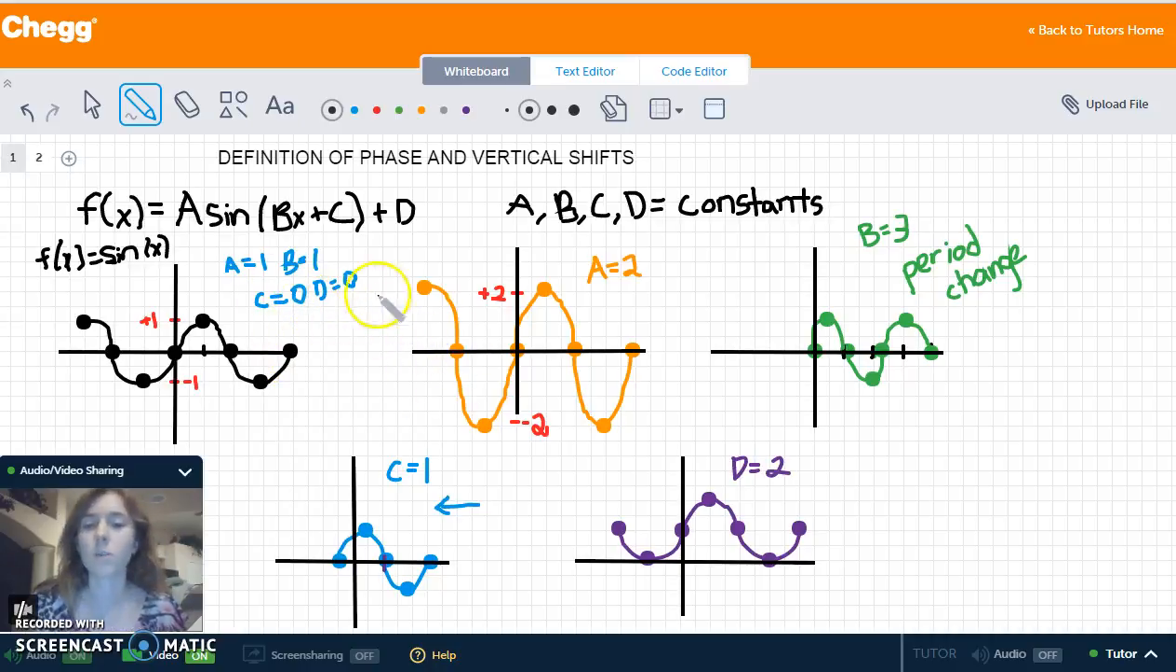What I'm going to do is change each one of these constants one by one and see how it affects this original graph. Almost like a science experiment, keeping everything constant and just changing one variable. So right here, I made a equal to 2, and I kept b equal to 1, c equal to 0, and d equal to 0. So my equation for this graph is f of x is equal to 2 sine of x.